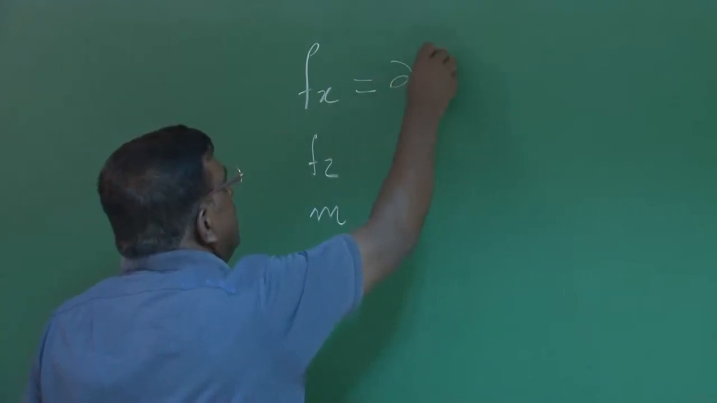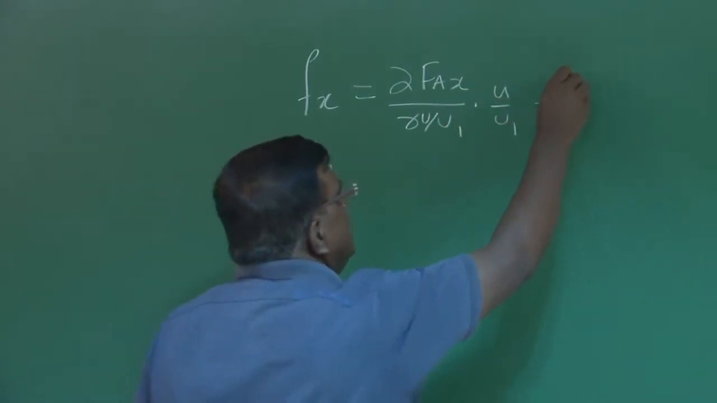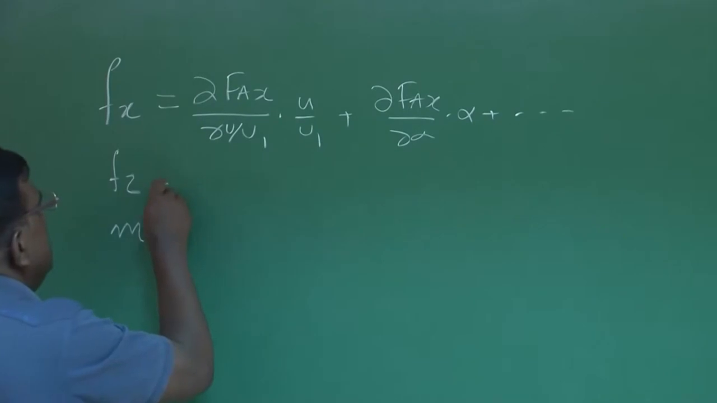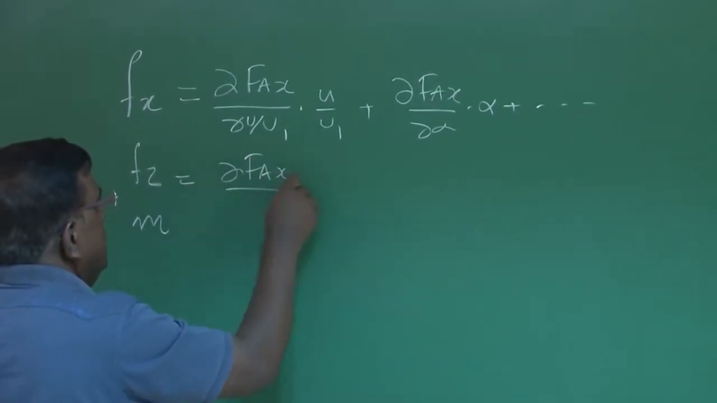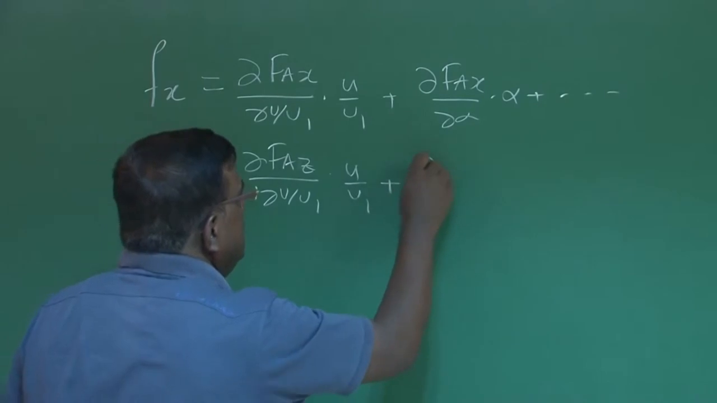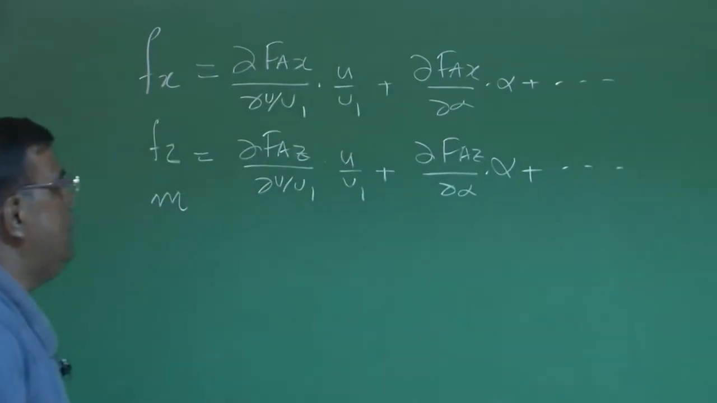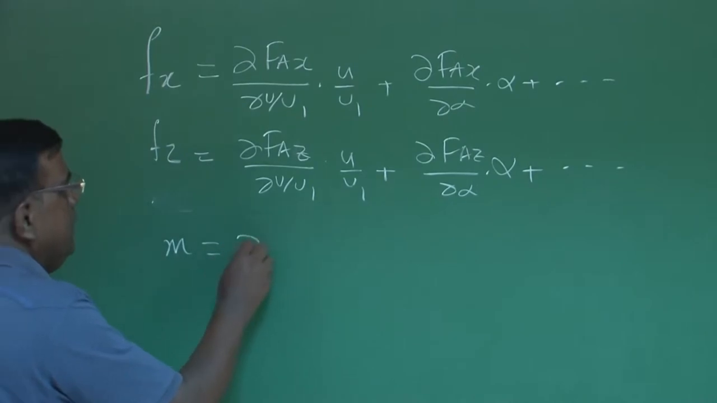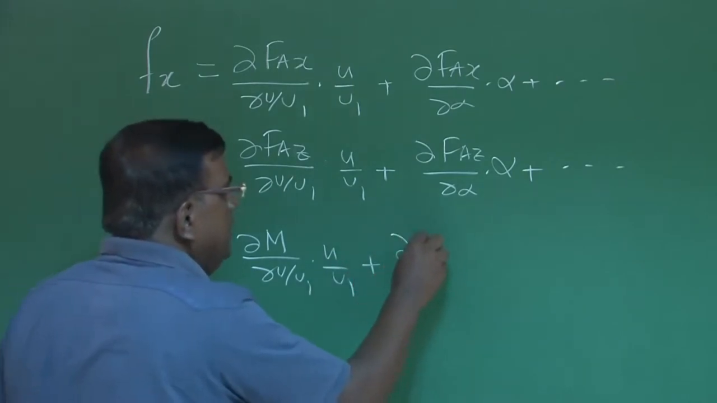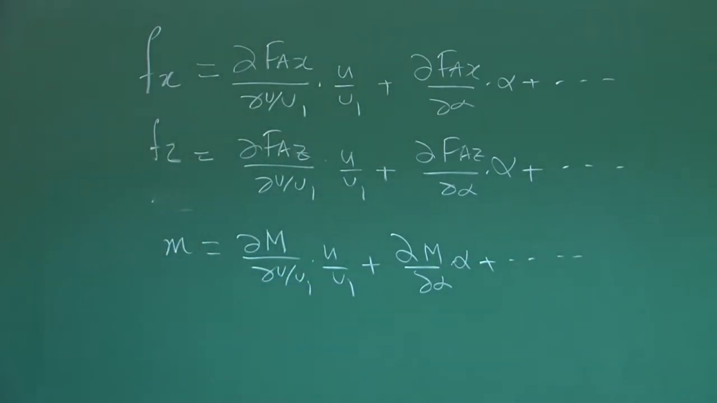And if you recall, this was expanded as F_Ax equals dF_Ax by d(u/u1) into u/u1, plus dF_Ax by d alpha into alpha, like this. Similarly, F_Az equals dF_Az by d(u/u1) into u/u1, plus dF_Az by d alpha into alpha, and then q terms, alpha dot terms. And similarly, for pitching moment, we expanded it like this: dM by d(u/u1) into u/u1, plus dM by d alpha into alpha, plus terms with q, alpha dot and delta e, right?